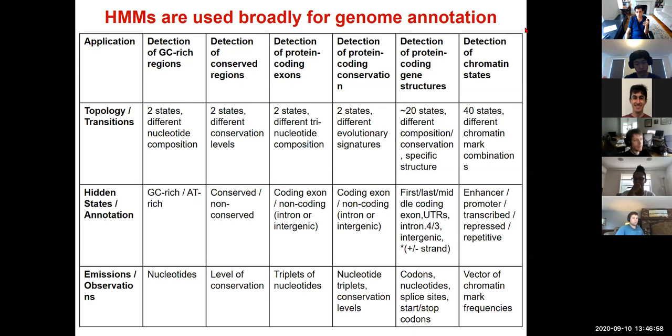So there's a chat question. Can HMMs accommodate strict limits? Say we knew that a promoter must be at least 10 base pairs. No, they can't. So you'll have to use some kind of other model to do that. Basically, Markov chains are memoryless.